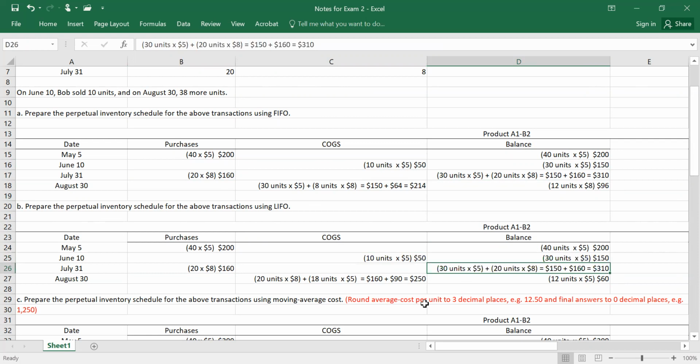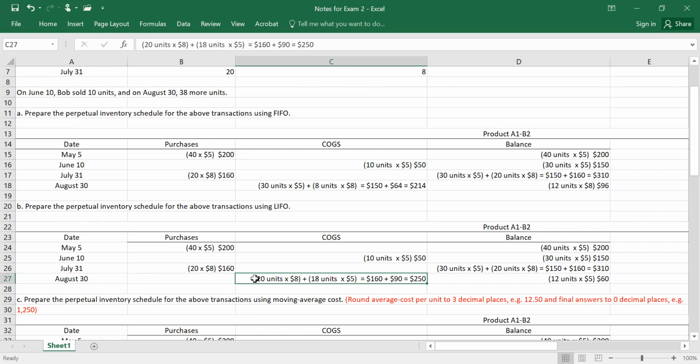However, on August 30th, that's where we have a difference. Remember, August 30th, we sold 38 units. Well, in LIFO, the last items we purchase are the first items we sell. So we sold all of this, these 20 units at 8 per unit, that's all sold. So 20 times 8 is $160. We also then still sold 18 more items, right?